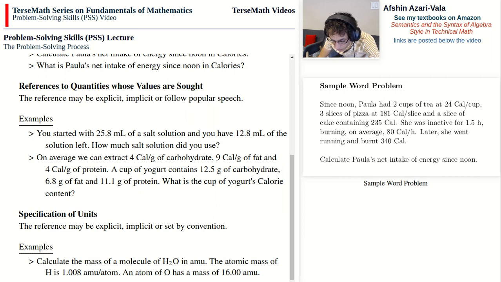The atomic mass of H is 1.008 AMU per atom, and an atom of O has a mass of 16 AMU. Now, first of all, if you're not familiar with chemistry, the notation H2O says that there are 2 hydrogen atoms and 1 oxygen atom in the molecule. And of course, as most people know, this is a molecule of water.